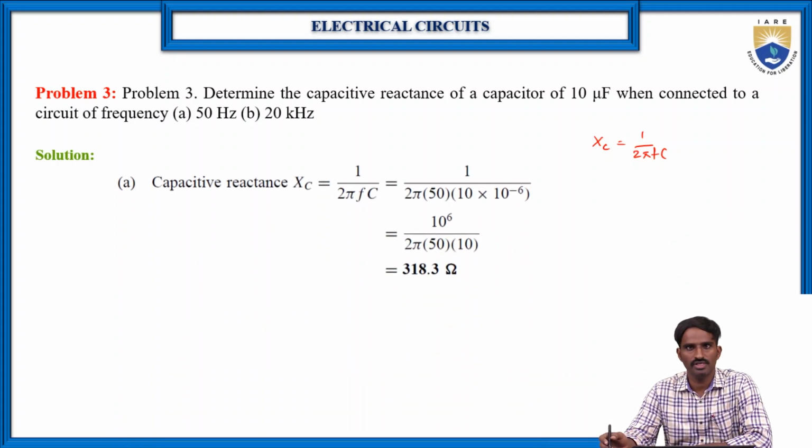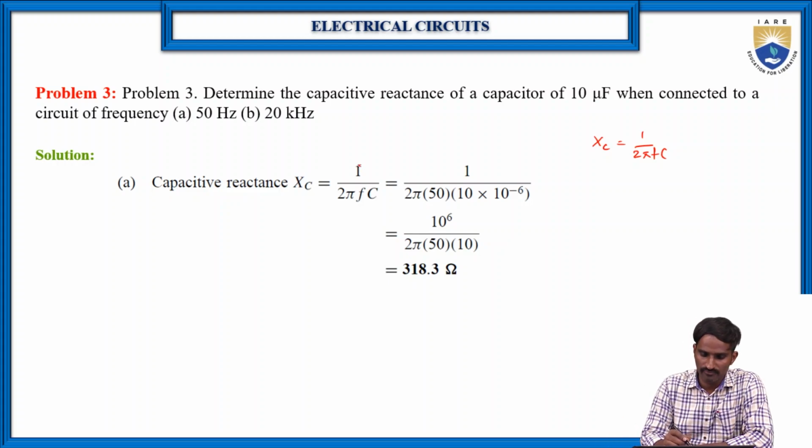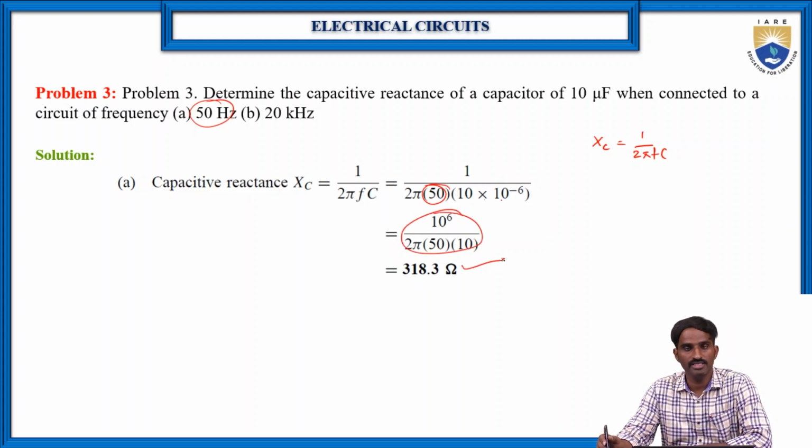Right? So that's what here. Xc is equal to 1 by 2 pi Fc. So here 2 into pi F. In the first case, let us consider 50 Hz. So wherever the F is there, you just substitute 50 Hz. And again, here 10 microfarads. Micro means 10 to the power of minus 6. So 10 into 10 to the power of minus 6. Then by simplifying this, you will get 318.3 ohms. That is the capacitive reactance.